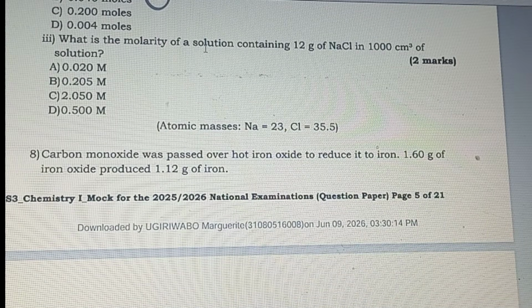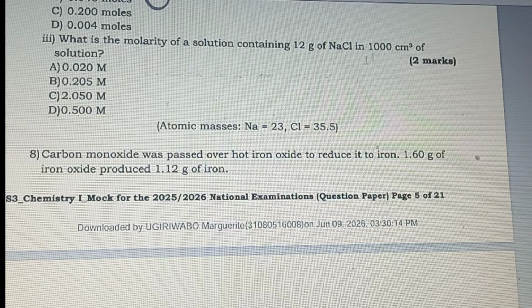Question 13: what is the molarity of a solution containing 12 grams of sodium chloride in 1,000 centimeter cube of solution? Here the best option is B, 0.205. It comes from the molarity is equal to the moles over volume. That is the formula we used: moles over volume.